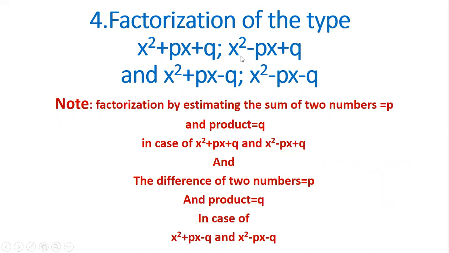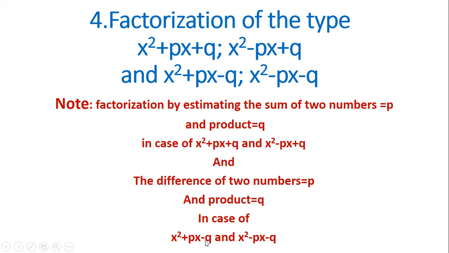If the last sign is plus, then you have to understand factorization by estimating the sum of the two numbers is equal to p. In both these cases, the last sign is plus. So the sum of the two numbers should come p, whereas the product of the two numbers should come q. Similarly, we can have an idea now. If the last sign is minus, then what will you do? The difference of the two numbers should come p, and their product should come q.